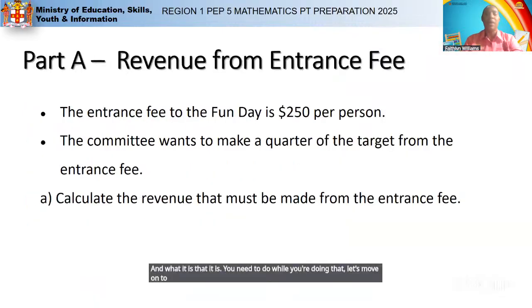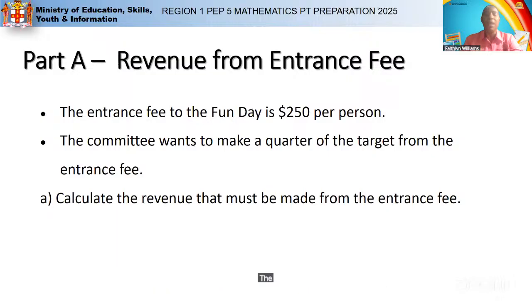Part A says revenue from entrance fee. The entrance fee to the fun day is $250 per person. The committee wants to raise a quarter of the target from the entrance fee. And then it says, calculate the revenue that must be made from the entrance fee.